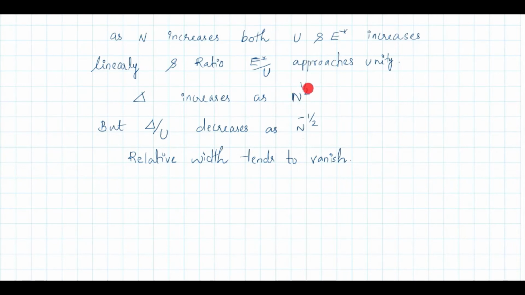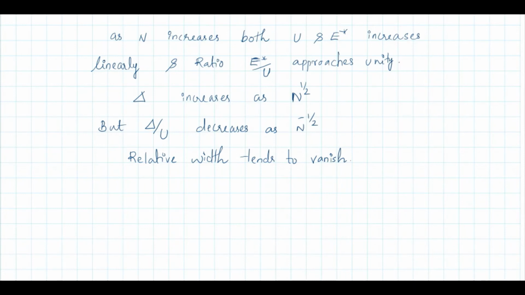This is n raised to half. If you divide it by u, u has a dependence of n raised to 1, so that will give you n raised to minus half. That means the relative width tends to vanish as n tends to infinity. Because this is 1 by root n, as n tends to infinity, the relative width of the graph tends to vanish.